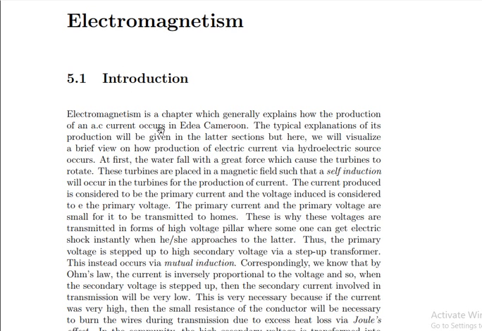And this is exactly what happens in Edea, Cameroon. In Edea, Cameroon, you need to know that there is a waterfall, and the waterfall is going to cause the turbines to move. These turbines produce a force which causes the different coils to move inside a magnetic field, and that movement of the coils inside the different magnetic fields is going to produce an EMF, and this EMF is going to produce the current which can be transferred to the different parts of Cameroon.